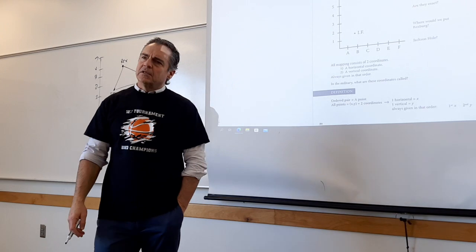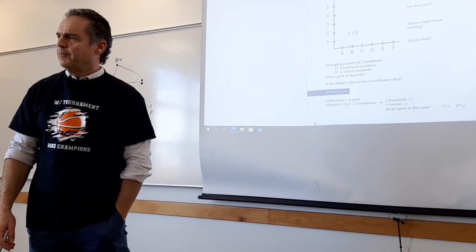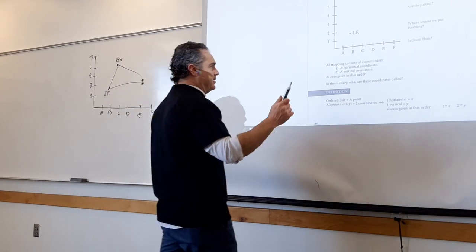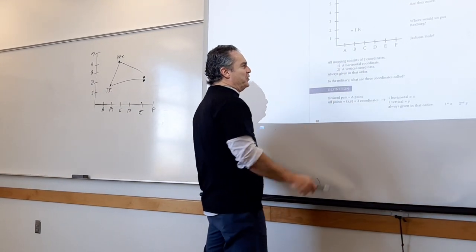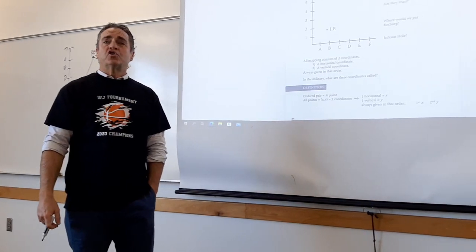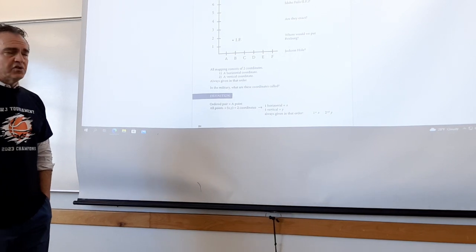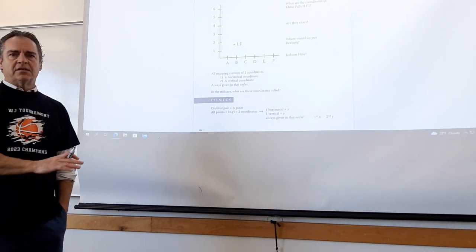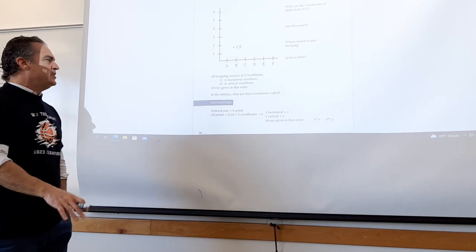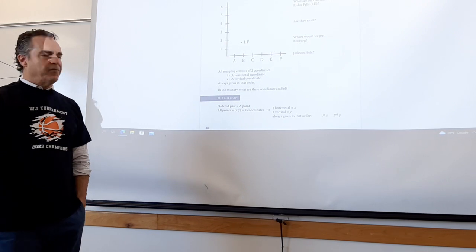All mapping consists of two coordinates: a horizontal coordinate and a vertical coordinate. A, B, C, D was our horizontal, and 1, 2, 3, 4, 5 was vertical. This never changes, and they're always given in that order. Horizontal comes first, always. That never varies.